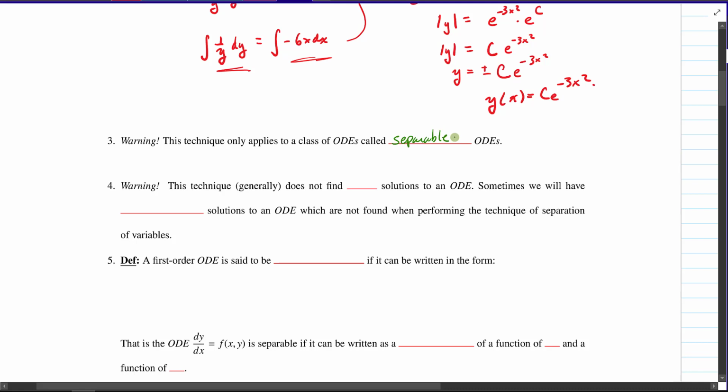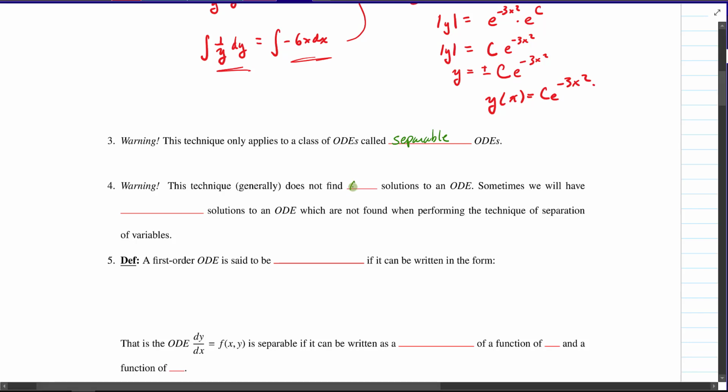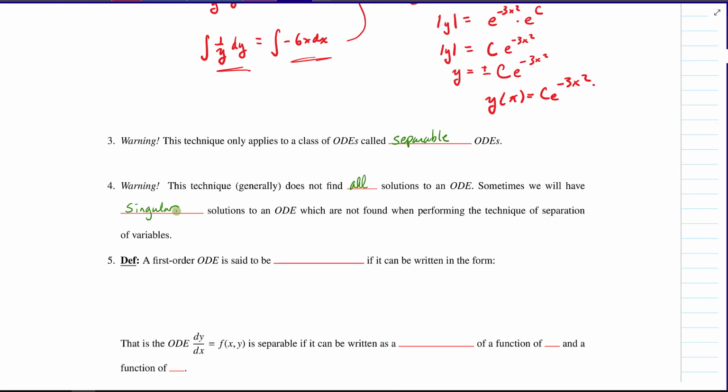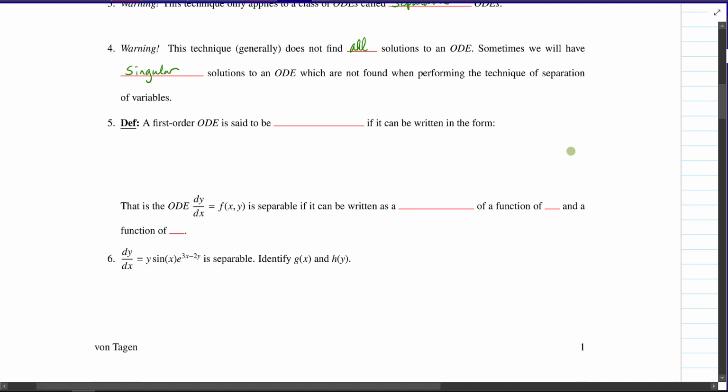The other thing to be very careful of is that this technique generally does not find all solutions to an ODE. In fact, sometimes we will have what are called singular solutions to an ODE which are not found by performing the technique that we did in separation of variables, and we'll talk about why that goes awry in one of our examples. Before we do that, let's define the term separable.